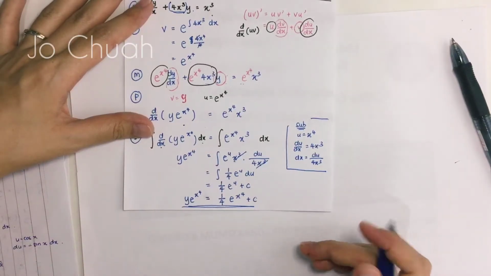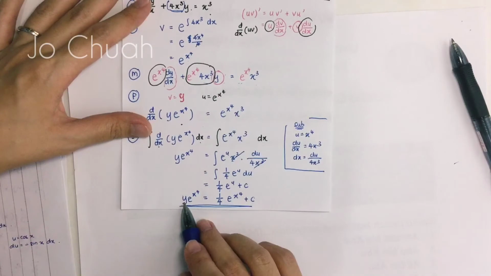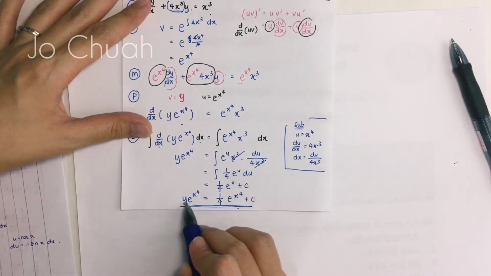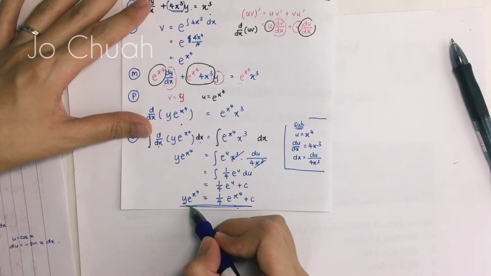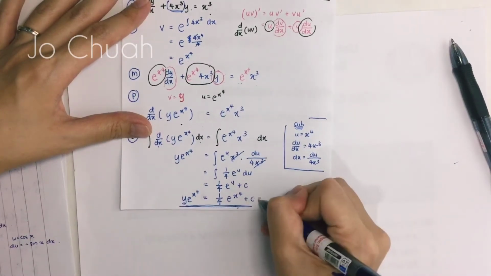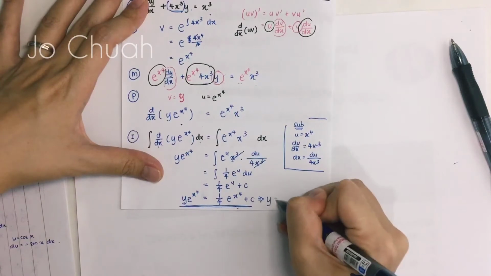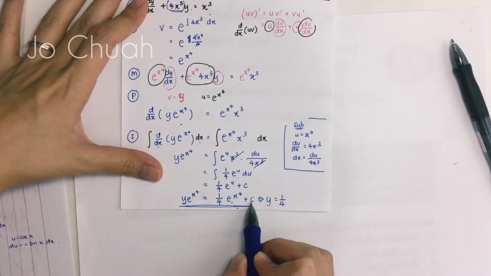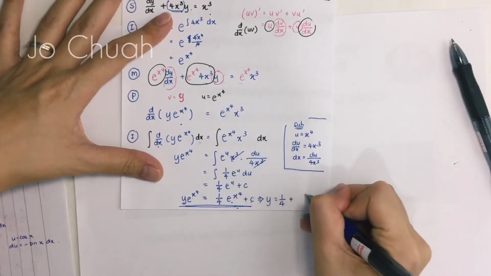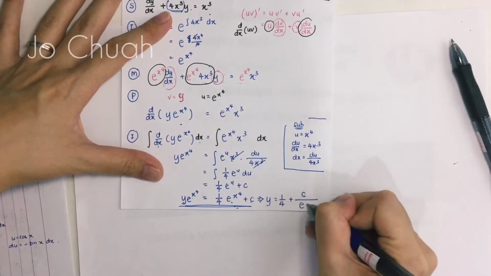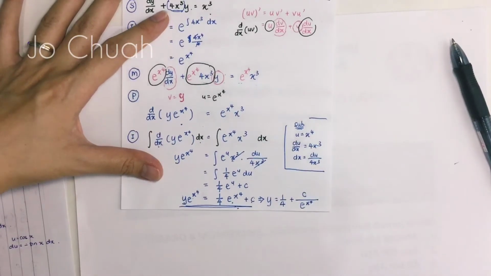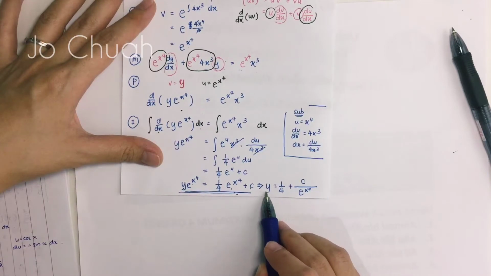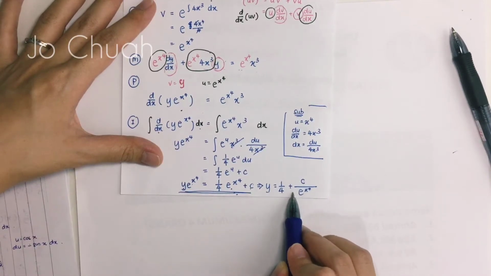Let's say if the question asks you to express y in terms of x, this cannot be the final answer yet because you have to express y first. So you're going to move this term to the side and you will get y equals 1 over 4, which this and this will cancel out, but it won't cancel out with this. So plus c over e to the power of x to the 4. Yeah, so if the question says express y in terms of x, this will be your final answer.